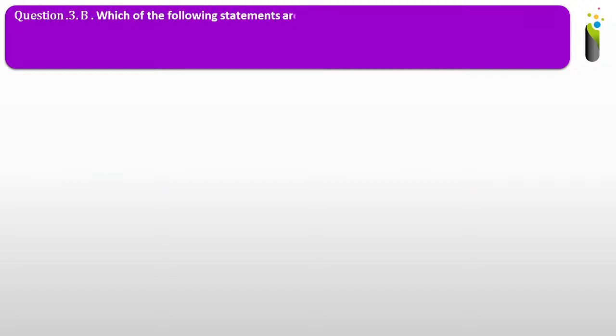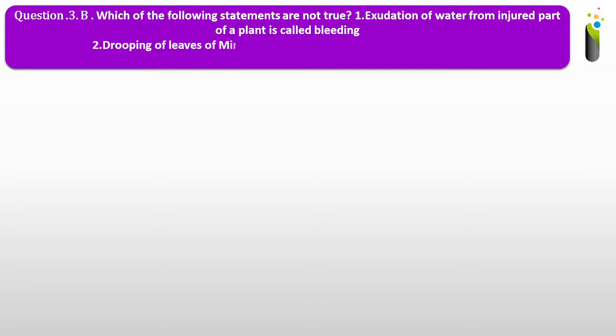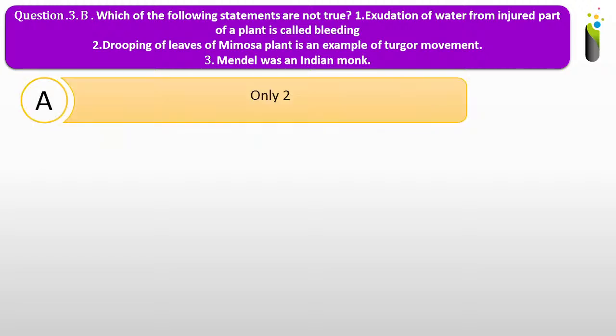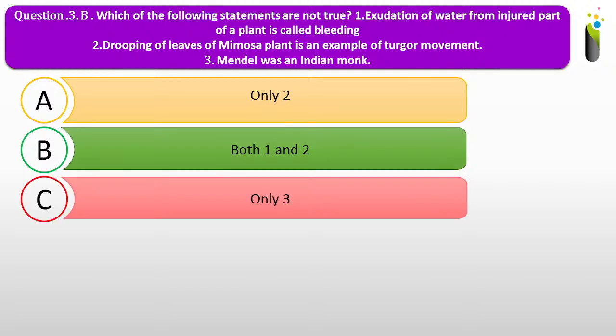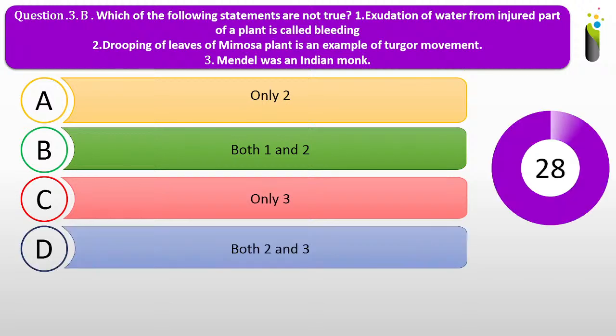Next, question number 3B. Which of the following statements are not true? First, exudation of water from injured part of a plant is called bleeding. Second, drooping of the leaves of mimosa plant is an example of turgor movement. Third, Mendel was an Indian monk. And your options are A, only 2, B, both 1 and 2, C, only 3, D, both 2 and 3. So which of the statements are not true?